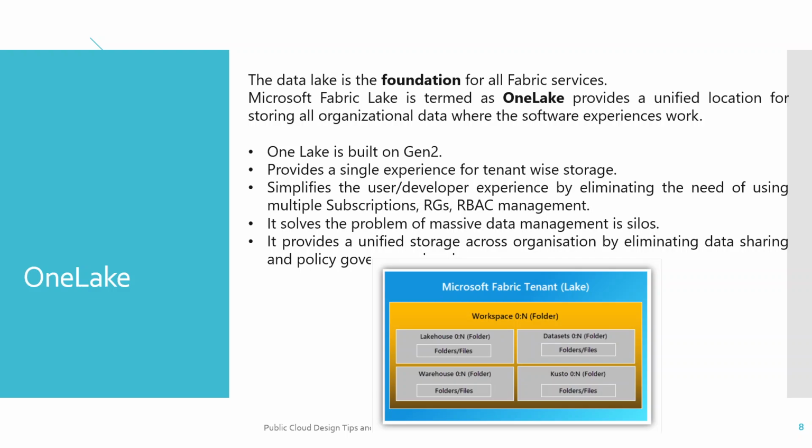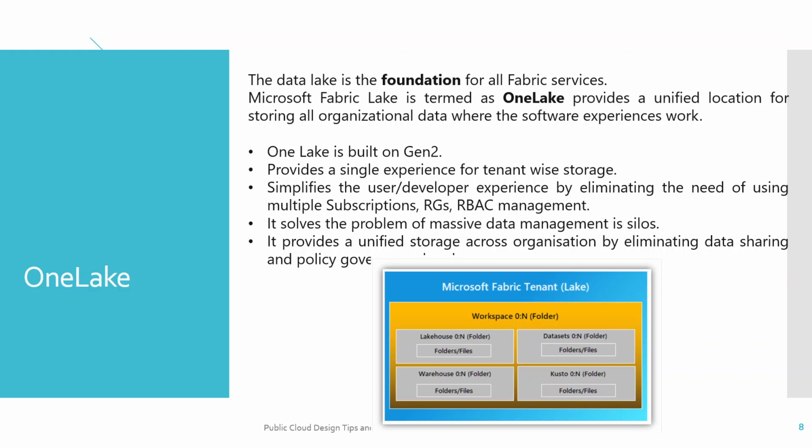Okay, so basically in the traditional way we are doing, there are different silos we maintain for the data storage, but if we start using Fabric, then it actually removes the data silos for the massive scale. Okay, now it provides a unified storage across organization by eliminating data sharing and policy governance basically. So you don't need to worry a lot about across the subscriptions, resource group and storage to handle your policy governance.